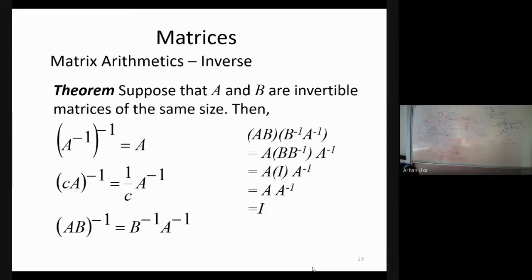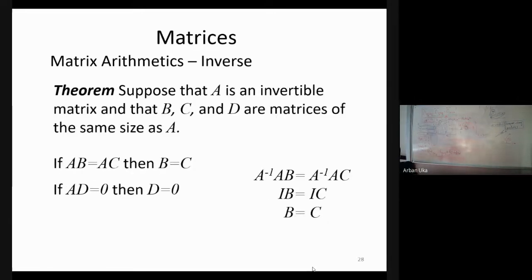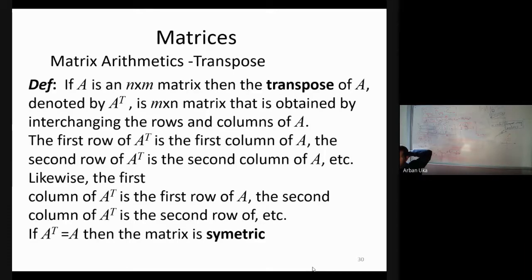Okay, problem solved. We move ahead. Inverses. I think we talked about this one. So if AB is equal to AC, then B is equal to C. That's the property of the matrices. Now I guess we also have to discuss the transpose.